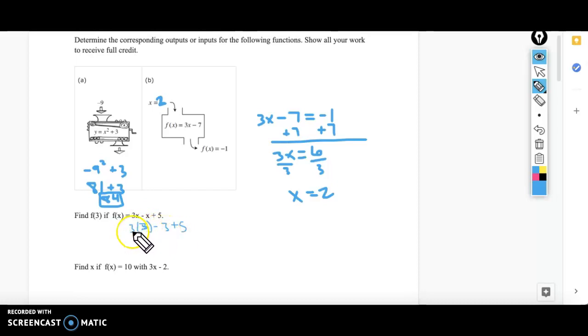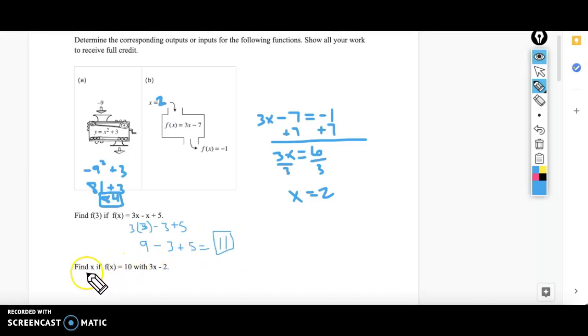Now I'm just going to solve. 3 times 3 is 9, minus 3 is 6, plus 5 is an 11. So my answer here is going to be an 11.